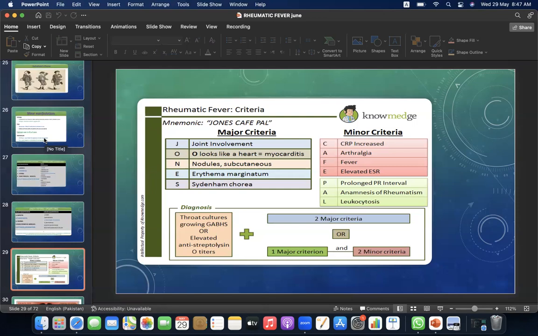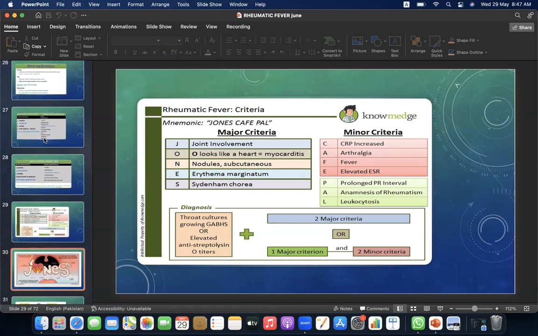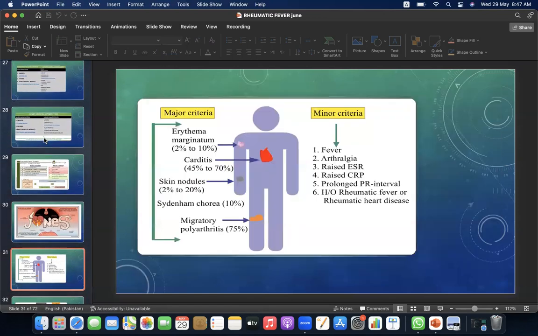For diagnosis: throat cultures growing group A beta hemolytic streptococci or elevated anti-streptolysin O titers, plus two major criteria or one major and two minor criteria. The frequencies of the major criteria are: erythema marginatum 2 to 10%, carditis 45 to 70%, subcutaneous nodules 2 to 20%, Sydenham chorea 10%, migratory polyarthritis 75%.